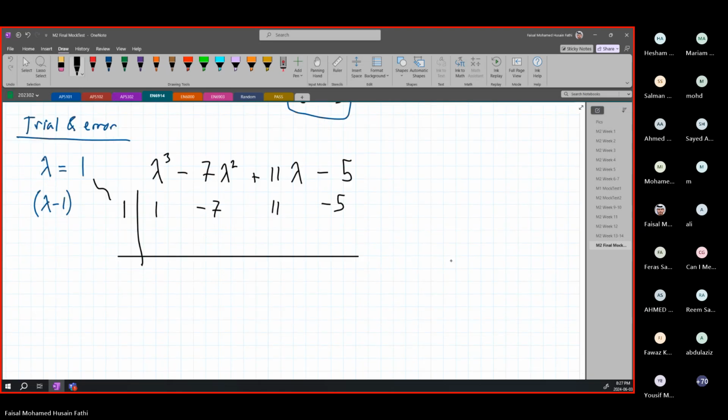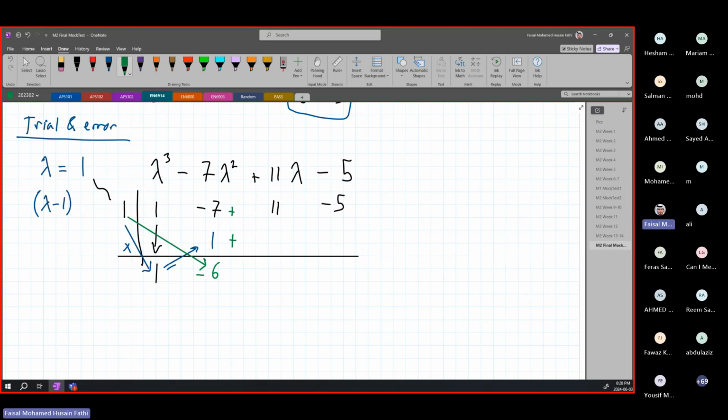Okay. First thing we're going to do, the first one, we're just going to bring down. Now we are going to do something known as a shortcut of long division. I forgot the actual naming of this, but it is a shortcut of long division. So we're going to do multiplication here between this one, and the answer is going to go here. So the answer is going to be 1. 1 times 1 is 1. And then we're going to be adding these two values together. So -7 plus 1 is -6. And then we're going to do the exact same thing again.